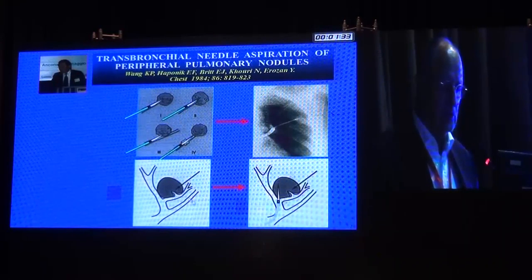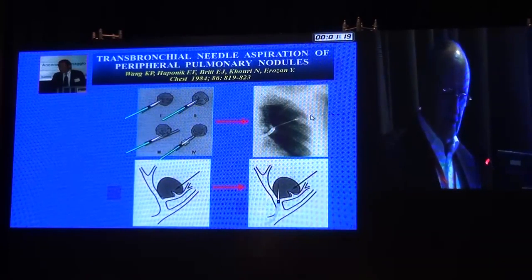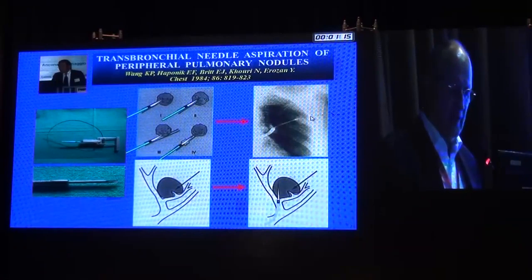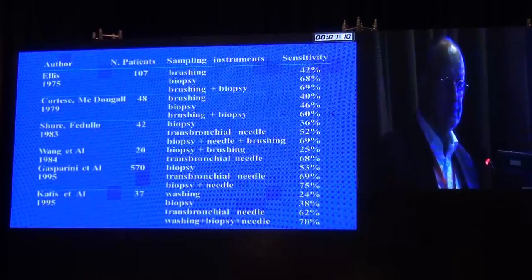In cases when you don't have a bronchus sign, you need the technology that Kopeng Wang from Baltimore proposed. You take a needle, you go through the bronchial wall, through the obstruction or through the carina, and push the needle into the tissue and take out biopsy specimens. There are more automated or conventional needles; it doesn't matter which needle you use.